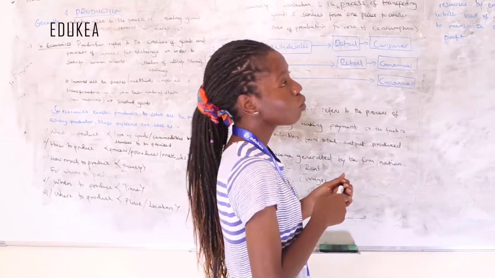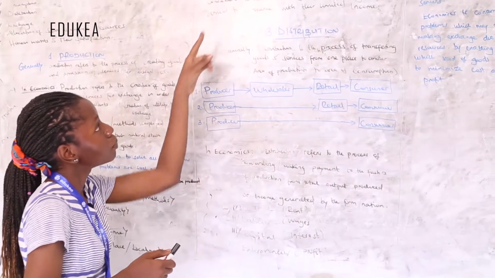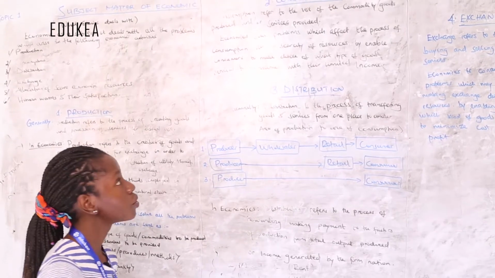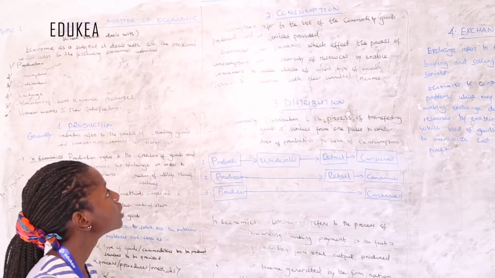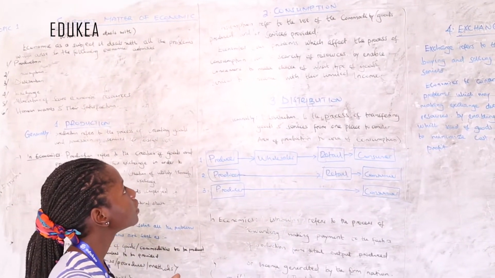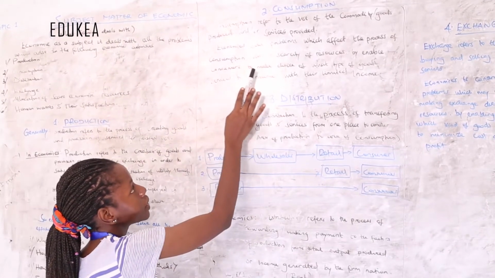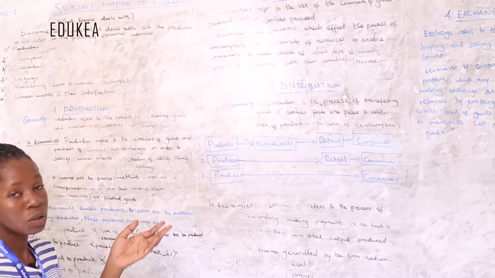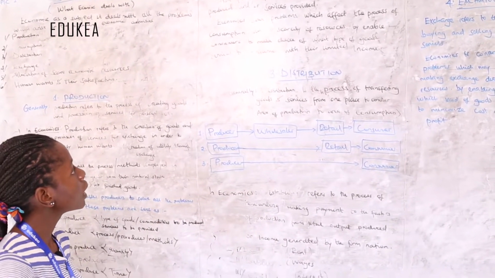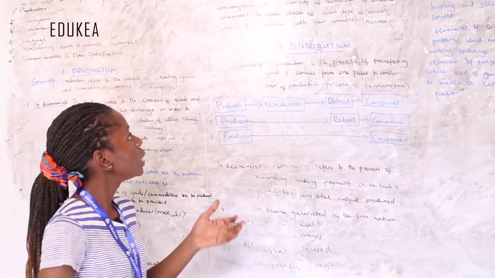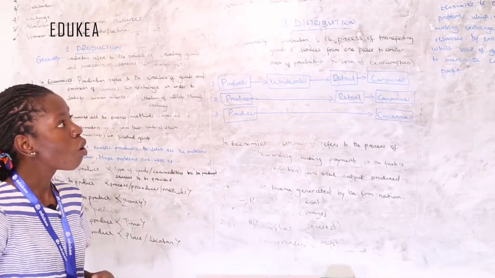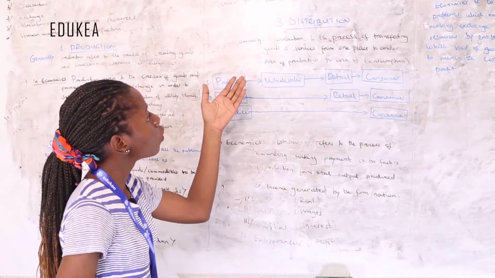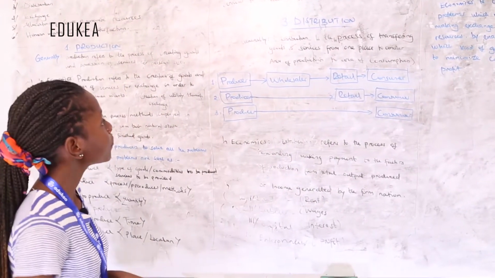Okay. Now we move to the second aspect, that is consumption. Consumption refers to the use of commodity or goods and provision of services. So economics solves problems which affect the process of consumption due to scarcity of economic resources by enabling consumers to make choices of what type of goods or services to consume with their limited income.